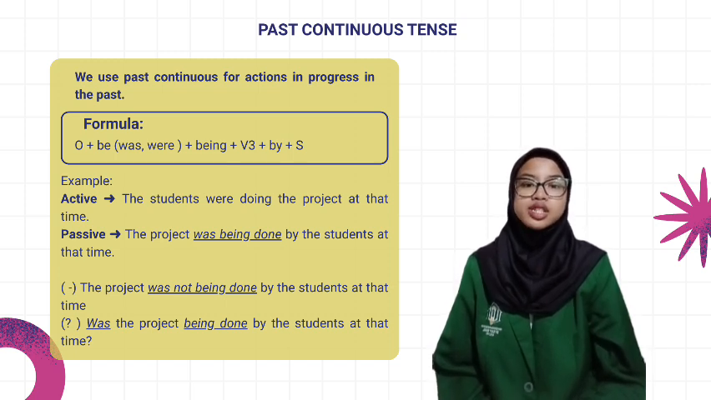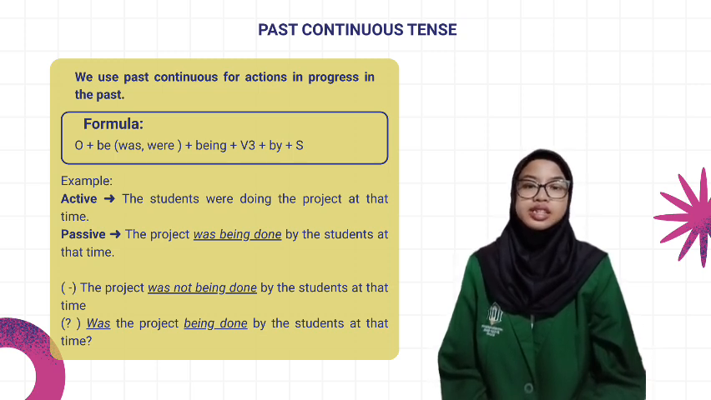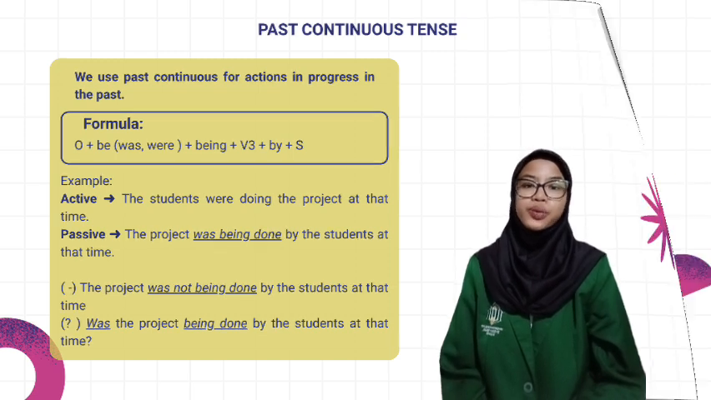Negatifnya: the project was not being done by the students at the time. Interrogative: was the project being done by the students at the time? For example, the road was being prepared by the workers yesterday afternoon. The classroom was being decorated by the students at the time. The documents were being checked by the manager when I arrived.